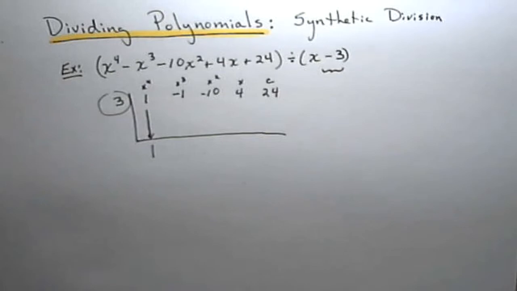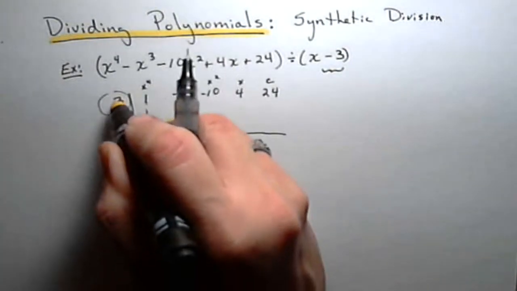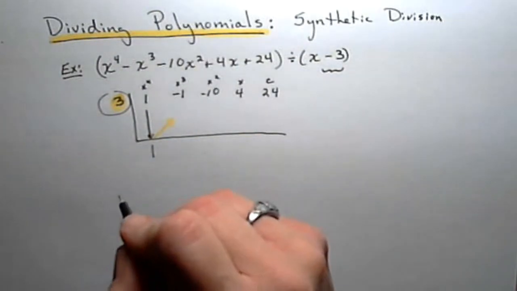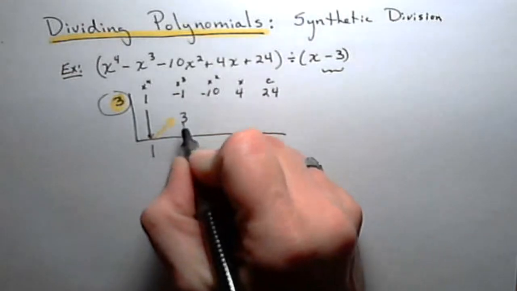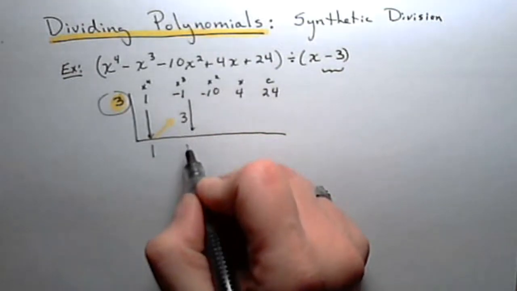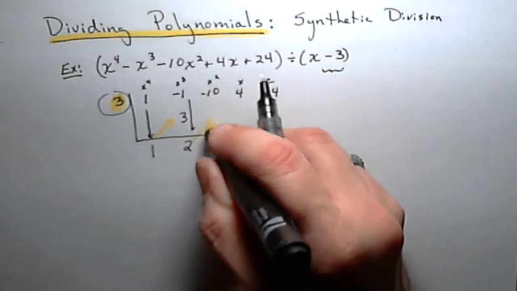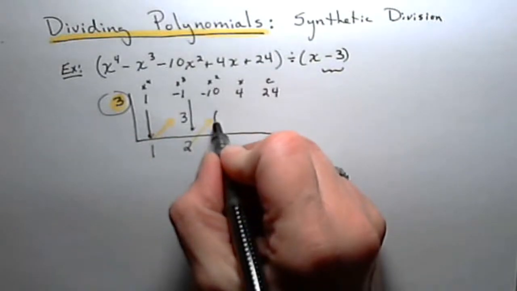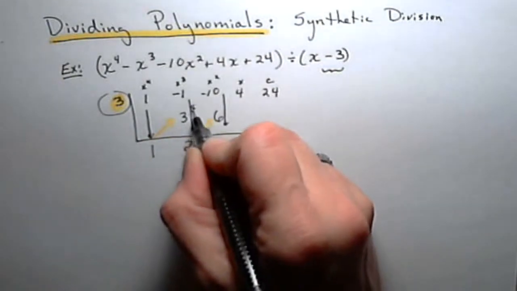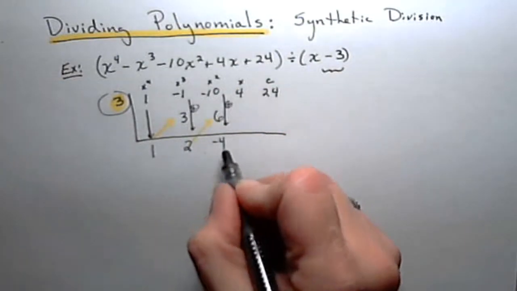After that, as we go back up, we multiply by the 3. So 1 times 3 is 3, and then again we add straight down. Negative 1 plus 3 is 2. Going up, we multiply the 2 times 3 and get 6. Then we add straight down again. Put plus here so we remember. So negative 10 plus 6 is negative 4.